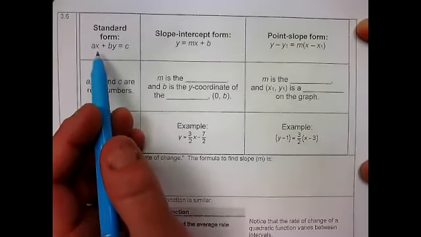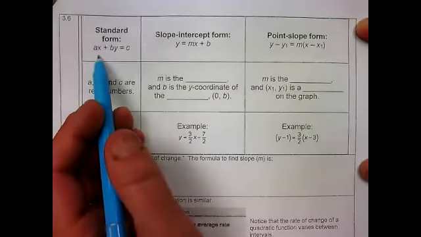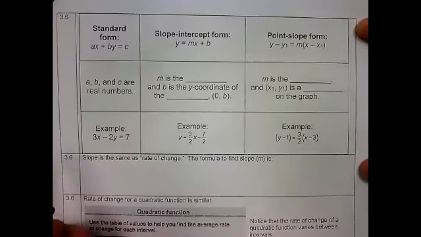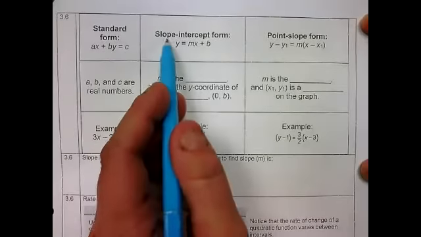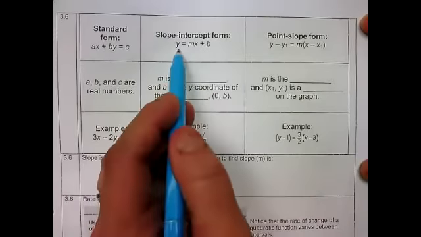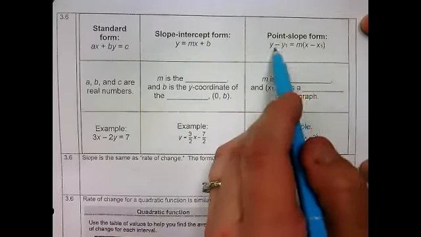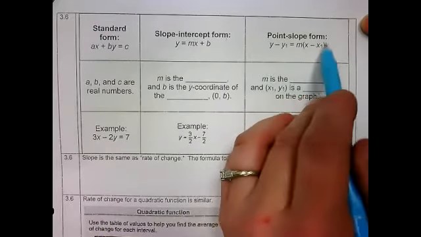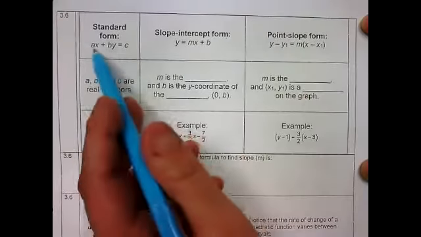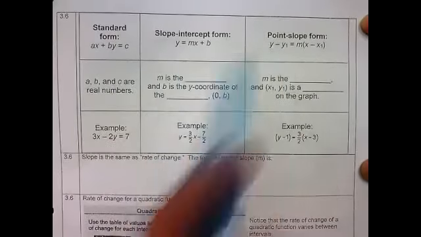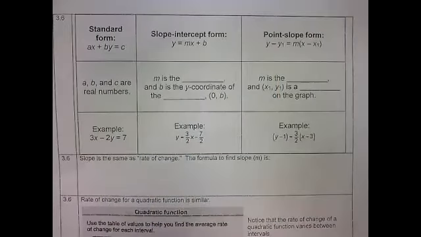So the standard form of a line is Ax plus By equals C. Slope-intercept form is y equals mx plus b. And then you have point-slope form. That's y minus y1 equals m times x minus x1. You're going to be using these formulas for the rest of your math lives, so don't forget them.